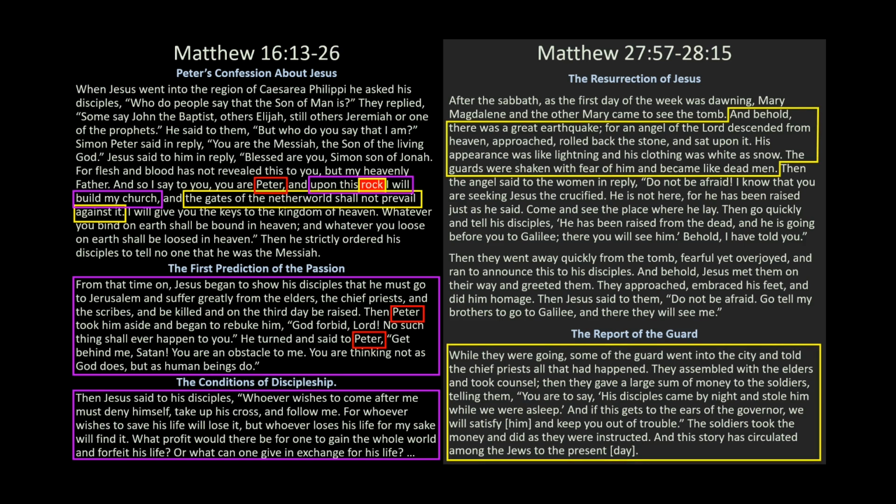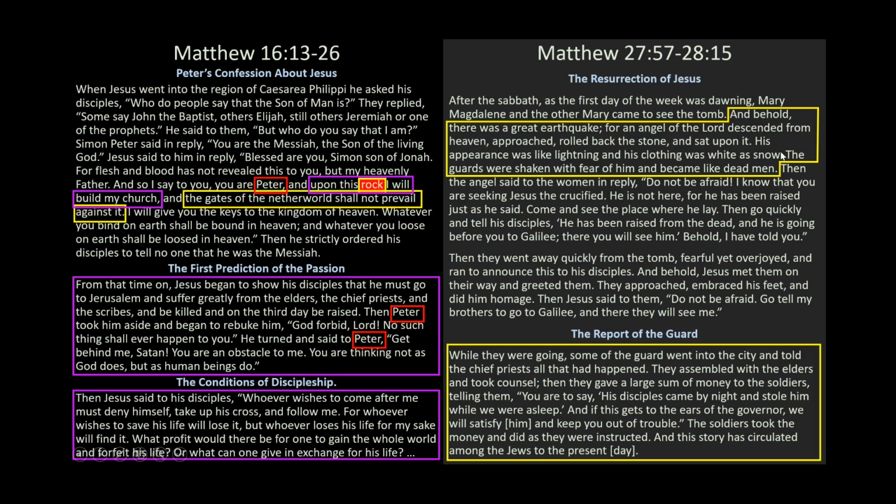His appearance was like lightning, and his clothing was white as snow. The guards were shaken with fear of him and became like dead men. What's happening? The gates of the netherworld are not prevailing, and this is the idea. So the gate, you can see the angel descends, approaches, rolls back the stone, and sits on it.